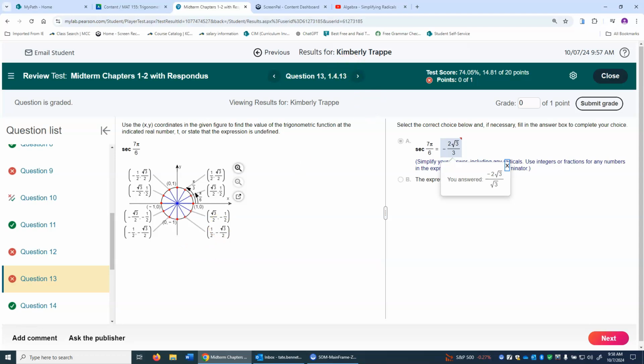So, let me see if I can get a pen here. Okay. I guess the first thing I would say is that the secant of, let's say, x and the cosine of x are reciprocals. So I'll write that out here first. The secant of x equals 1 over the cosine of x. So I'll point that out.